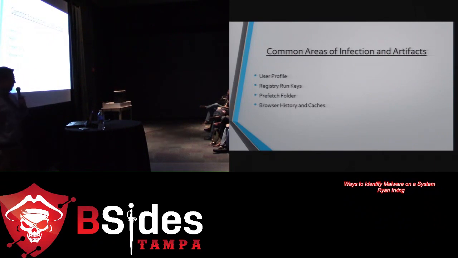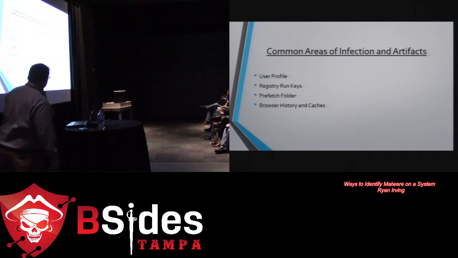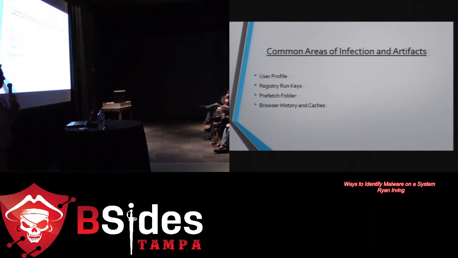So, some common areas of infection and artifacts we can find, and by no means is this a comprehensive list. As you deal with incident after incident, they can change. You might find something new. That's how I came to this: we had these different incidents, and I'd think, hey, this was different, even though it was the same type of variant of malware. They did this, they changed that.